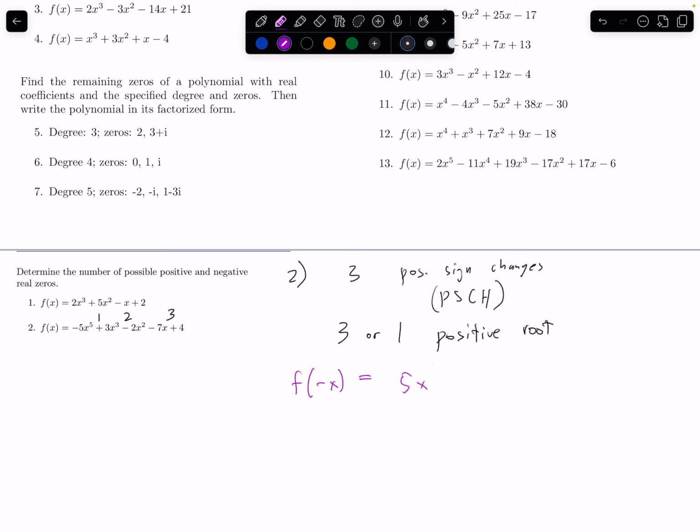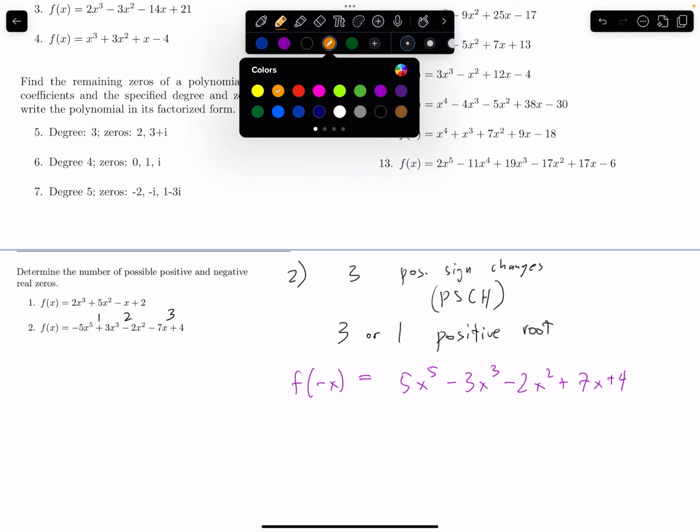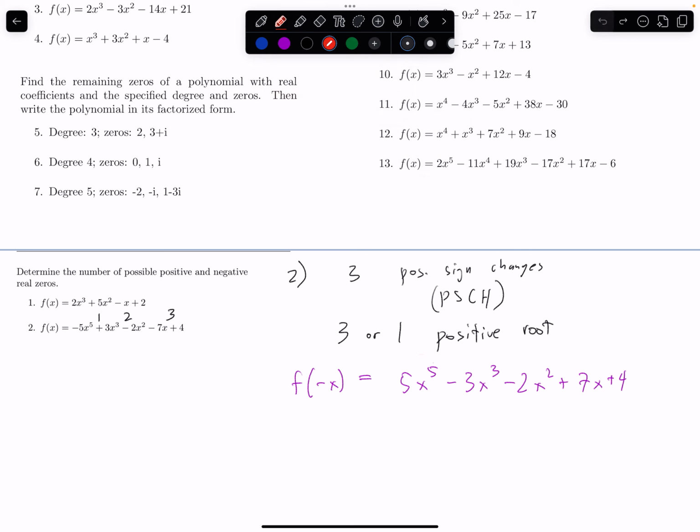That would be positive 5x to the fifth minus 3x to the third minus 2x squared plus 7x plus 4. Okay, so now we're going to count the number of sign changes here. Let's use a different color. How about red? Okay, so here's a positive term to a negative term. So that's one sign change. Negative, and then negative to positive, that's 2 sign changes. So 2 sign changes, right? So I have either 2 or 0 negative roots.